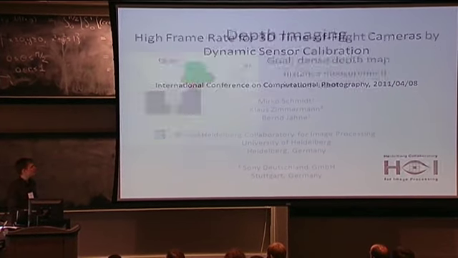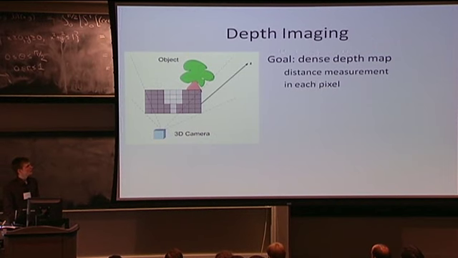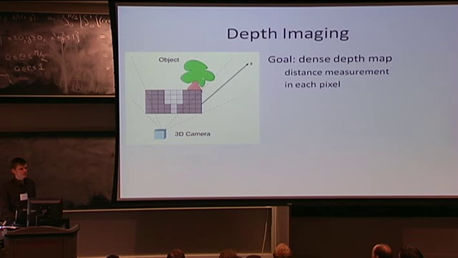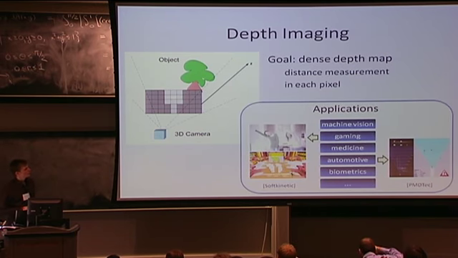I will speak about time-of-flight cameras today. These are cameras which are able to acquire depth images of dynamic scenes. So, as visualized here, just an image comprising depth information in each pixel. And these depth maps are very useful in many different applications, for instance in the field of machine vision, gaming, medical applications, automotive, and so on.